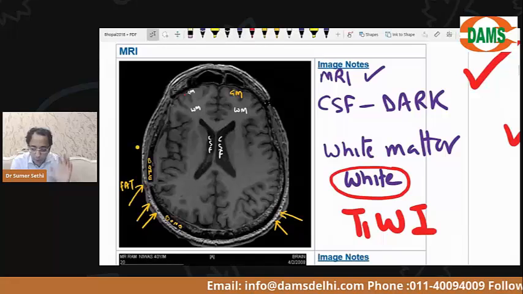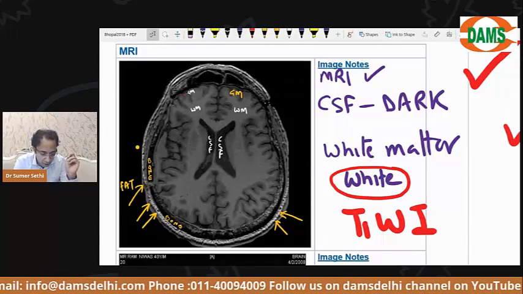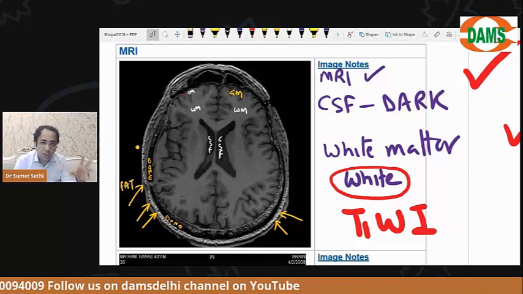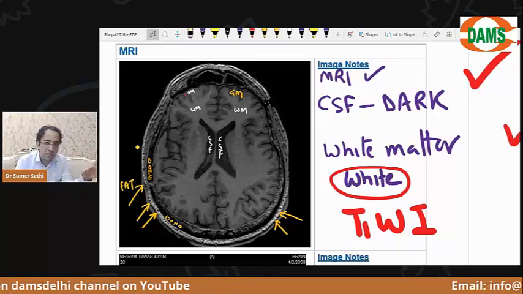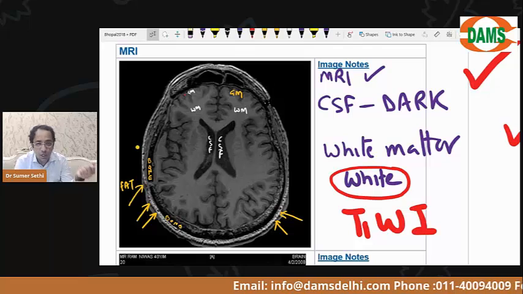But you will not be able to understand till the time I show you the second image. Okay, so that is very, very critical to see the second image. On a CT scan, the gray-white matter differentiation was not as good as what you see on MR. And that is why you need MRI.